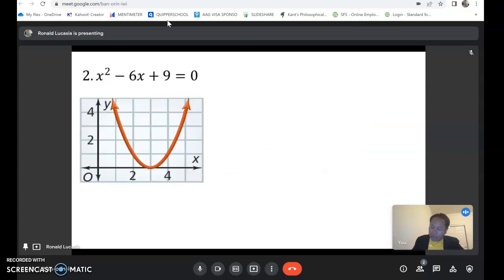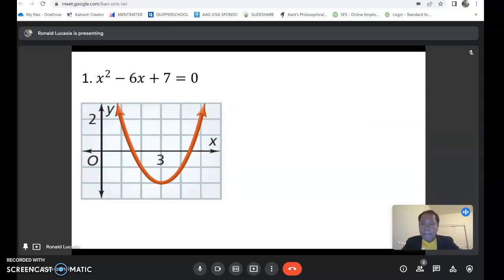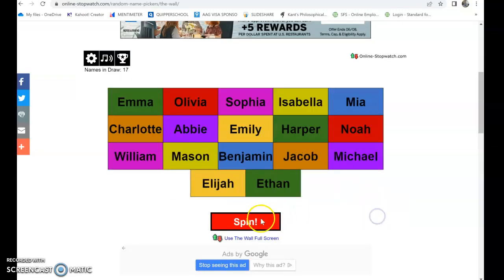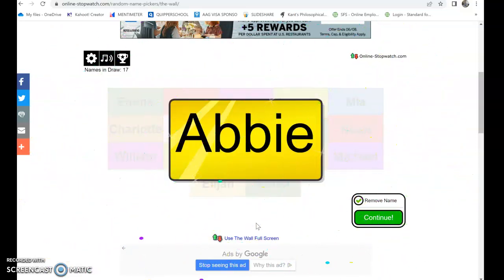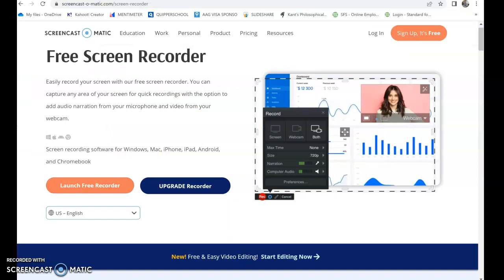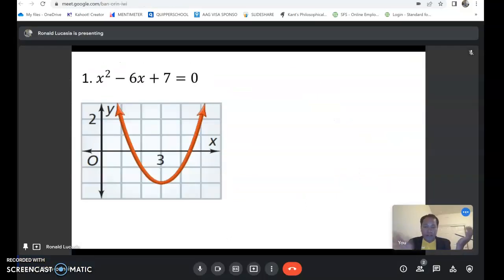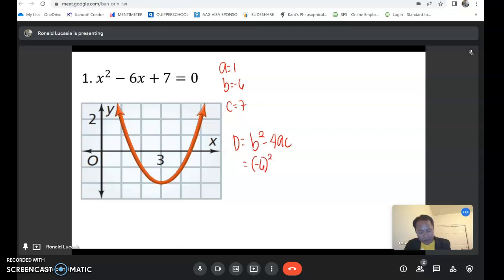Okay, now let's go back to number 1. I want to hear from AB. AB, can you tell me what are the values of A, B, and C? Okay, that is correct. A is 1, B is negative 6, and C is 7. Thank you, Abby. So the discriminant formula is b squared minus 4ac. By substitution, our b is negative 6, our a is 1, and our c is 7.